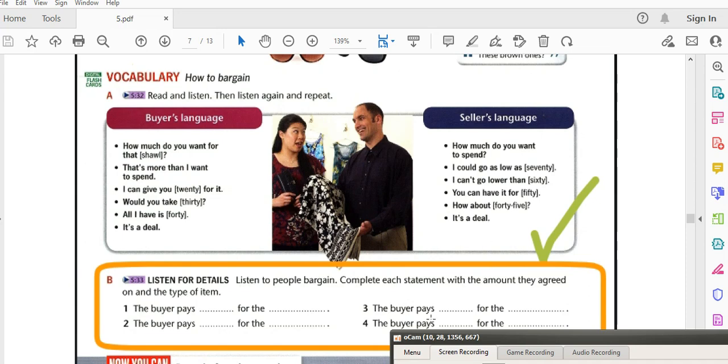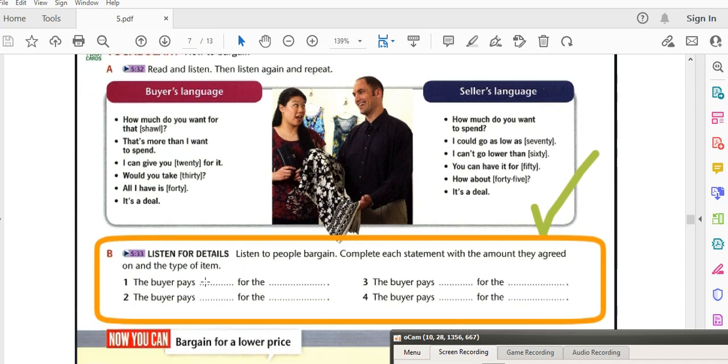Okay, let's go to the next part. Listen to people bargain, complete each statement with the amount they agreed on. Let's listen, number 33. Page 115. Exercise B. Listen for details. Listen to people bargain. Complete each statement with the amount they agreed on and the type of item.